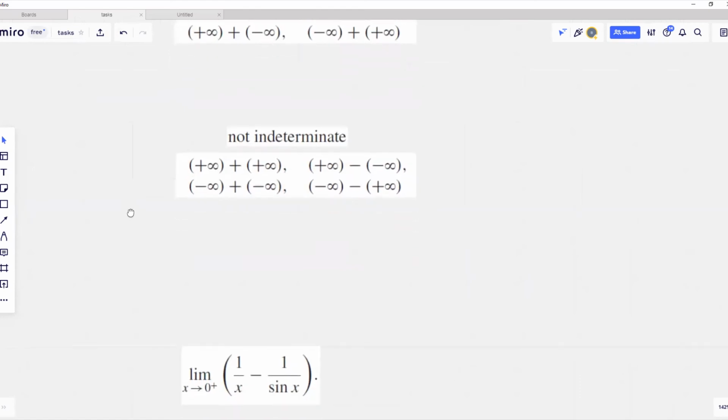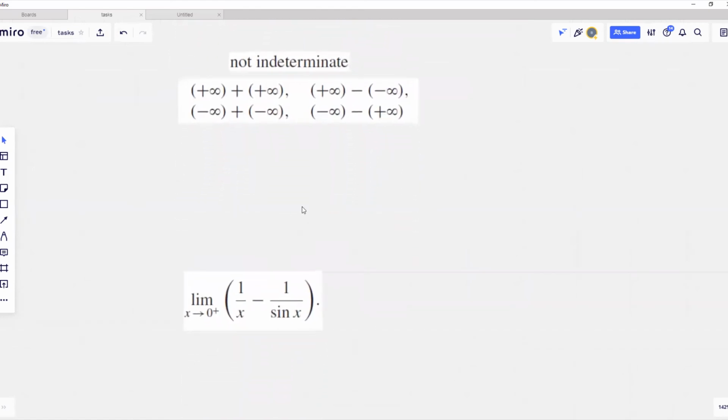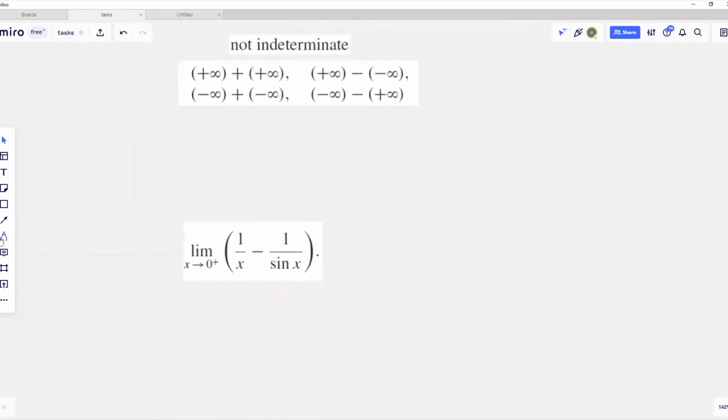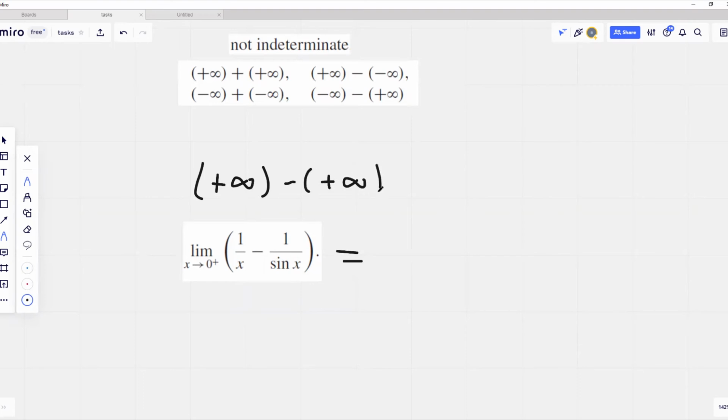All right, now let's take a look at the following problem. Now, this is an indeterminate form of 1 over 0 plus, which is plus infinity, minus 1 over sine of x when x is approaching 0. So this is also plus infinity. So this is of indeterminate form of infinity minus plus infinity.